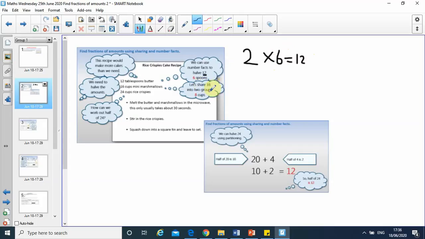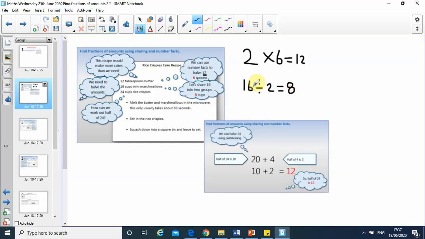Let's share 16 into 2 groups. Well, that's really 16 divided by 2. So I could count up in my 2's. Let's do it together. 2, 4, 6, 8, 10, 12, 14, 16. And we should have 8 fingers up there. So it's 8.